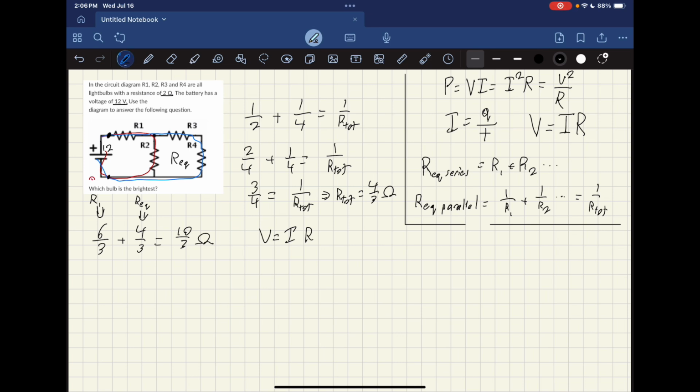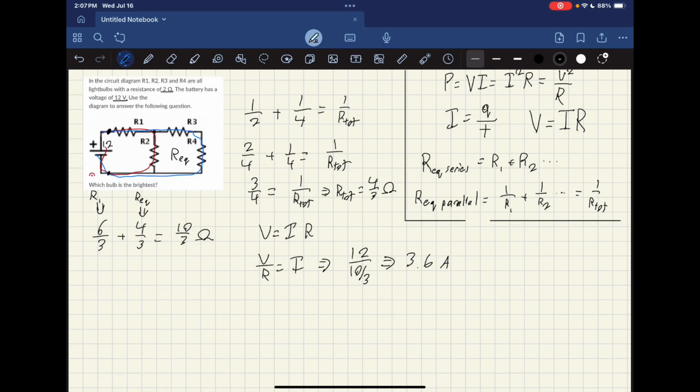We have our voltage is 12. We have our R we found to be 10/3 ohm. So we just do V divided by R equals I. So this is 12 divided by 10 thirds, which is, I'm going to do decimals. So that's 12 divided by 10 times 3, which should be 3.6 amps. So we have now the total current amongst the system.